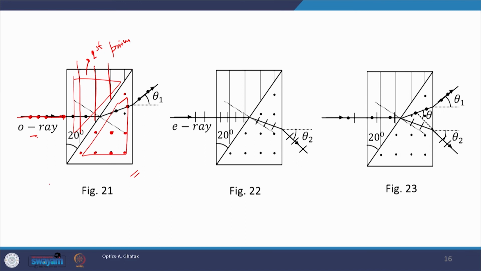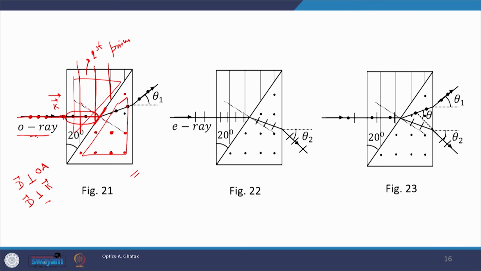Why? Because for the first prism, the D of the incident beam is perpendicular to the optic axis, and since this is the direction of propagation k, D is also perpendicular to k. Therefore, the incident beam will behave as an O ray in the first prism, and since the incidence is normal, it will propagate undeviated. Now, at the interface of the second prism, we will have to draw a normal and check the refraction of this O ray.